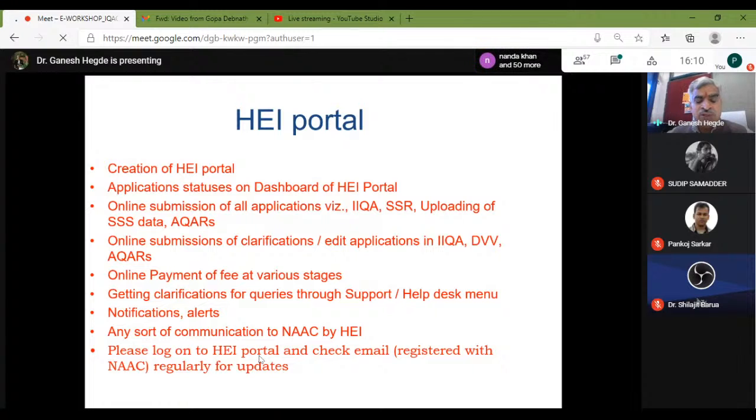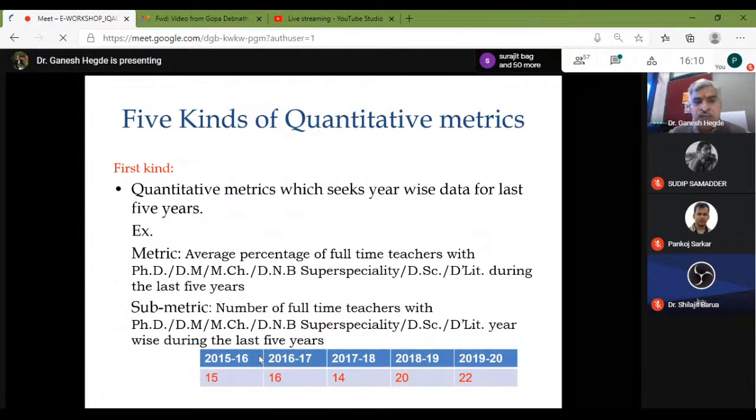Getting clarification for queries also will be through the support help desk menu. Notifications and alerts will be coming to your institutional email IDs. Any sort of communication by the NAAC will be through the HEI portal only. Please log on to the HEI portal for checking the mails on your registered portal. You can look into it.